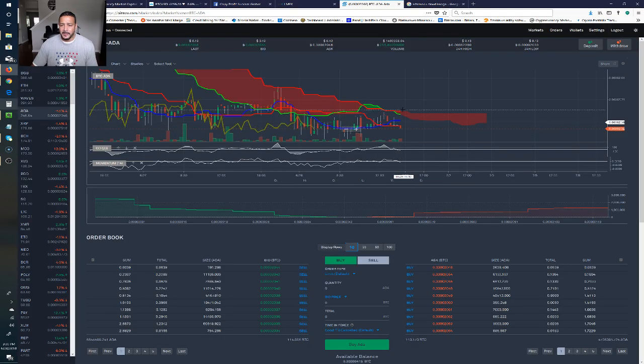Now, if you look at ADA, it's not doing so well. I would not even buy this coin right now. Yes, the conversion line went over the baseline, but it's still under the cloud. And as you can see here, the momentum index is showing down. Not a good time to buy.